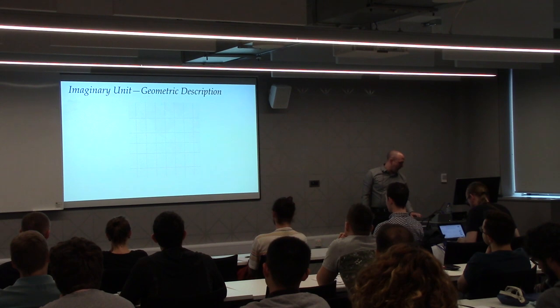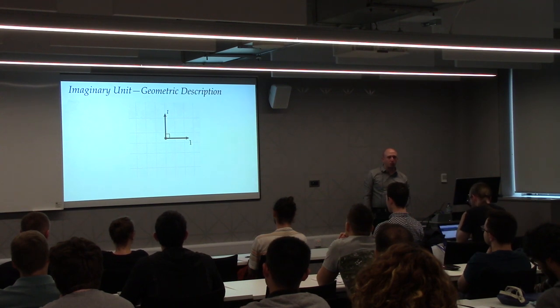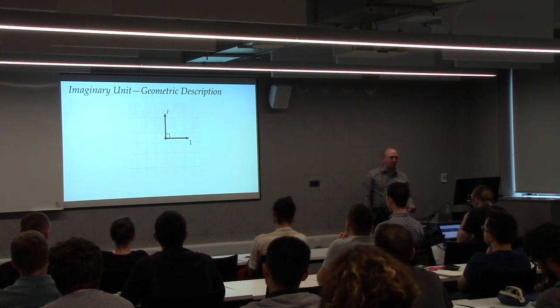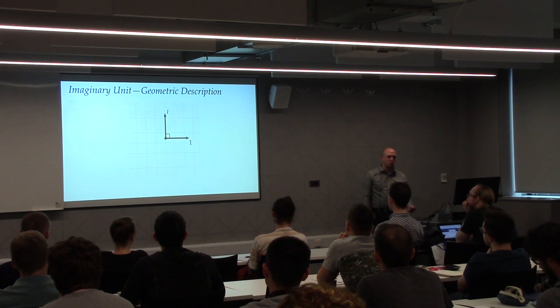What is i? Well, what is i? I take a vector, and if I hit it with i, it rotates by 90 degrees. Period. That is what the imaginary unit is. It just means please rotate this vector by 90 degrees.